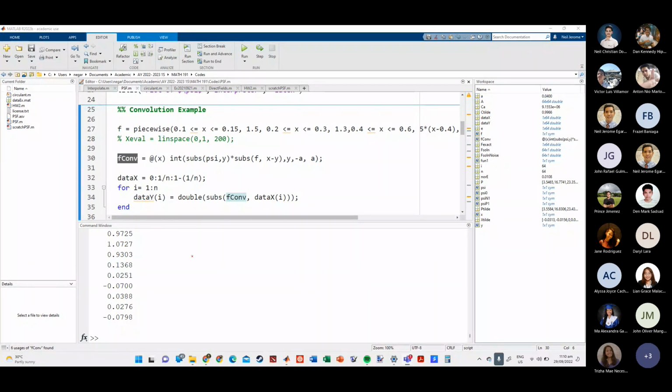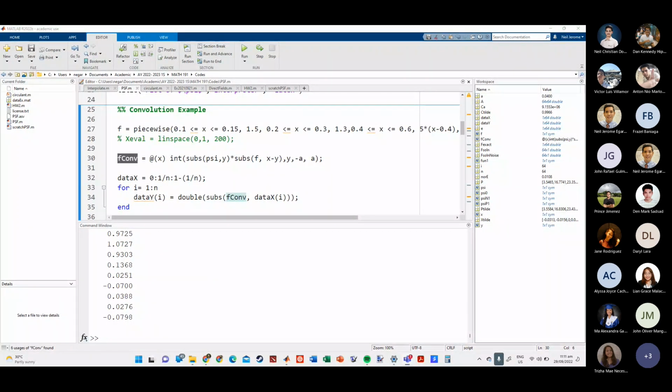So si psi convolution f of x. So si psi convolution f ay isang function of x. So kaya dineclare ko dito si f conv ay dapat function of x. Right? So psi star f of x. Para alam ni Matlab na yung convolution ko, siya ay function na ang variable ay x. Then remember, this is the integral from negative a to a of psi y f of x minus y with respect to y. Right? So yan yung definition ng convolution.